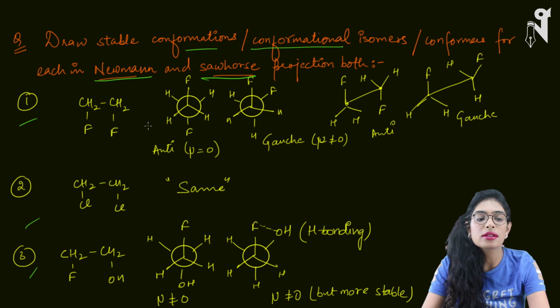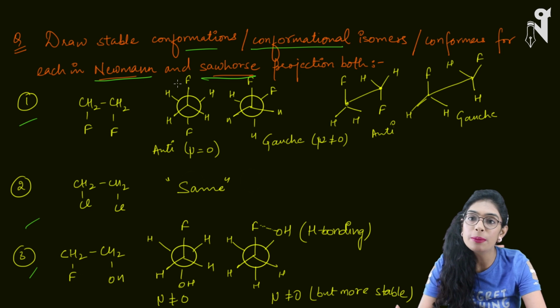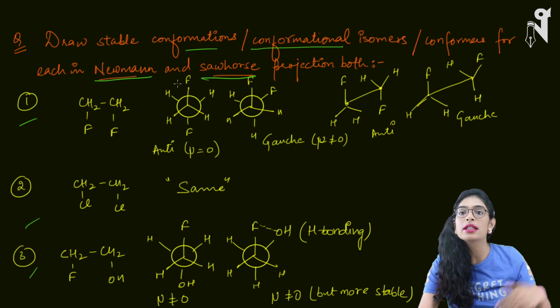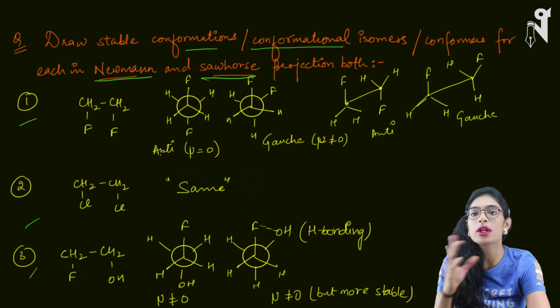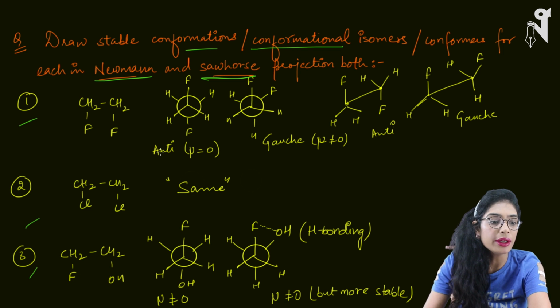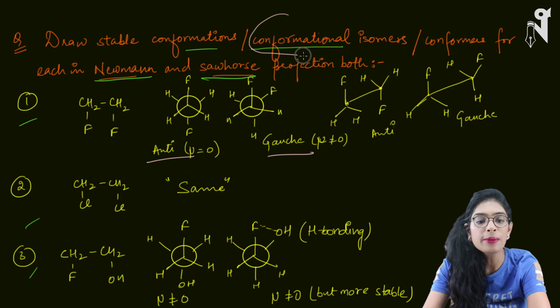Okay, so these are the answers for the questions. I hope you would have tried it on your own. So there are two kinds of representations I was expecting. One was Newman and second is Sawhorse. And I wanted the conformational isomers for these compounds. So as we know, eclipsed cannot be the conformational isomer because it is always at the maximum of the potential energy graph. No matter whether we are talking about the fully eclipsed or the partially eclipsed. So here, these are the two forms we have. One is anti, another is gauche, which will be considered in the conformational isomers.